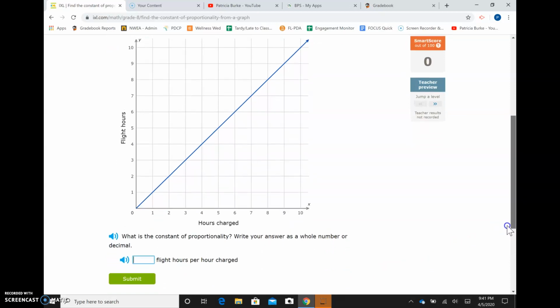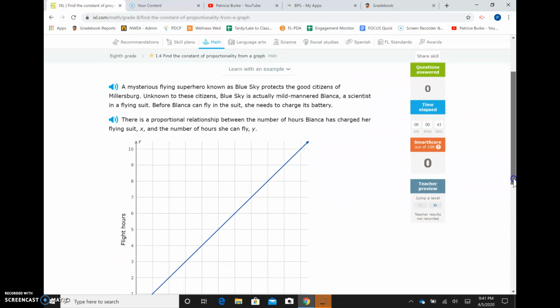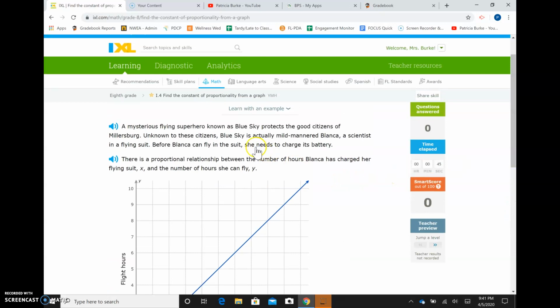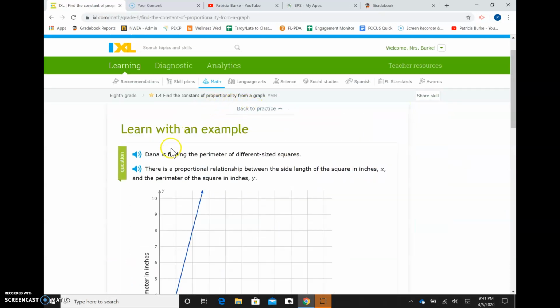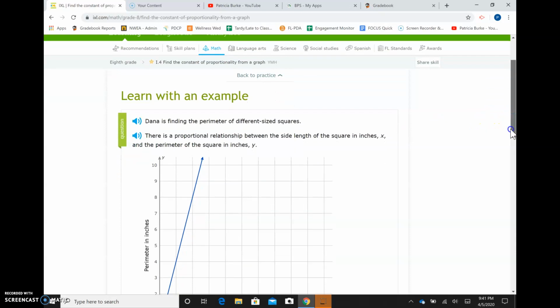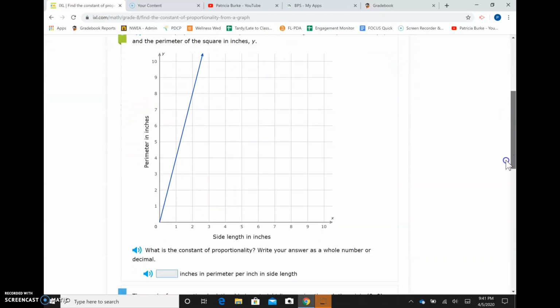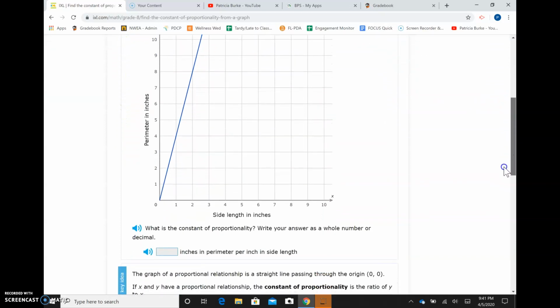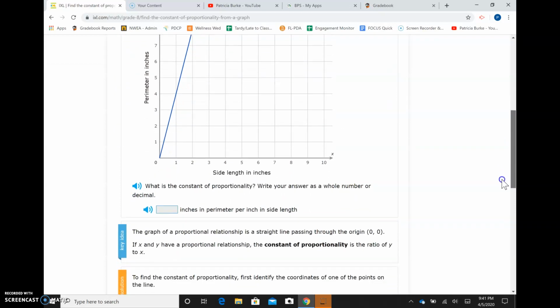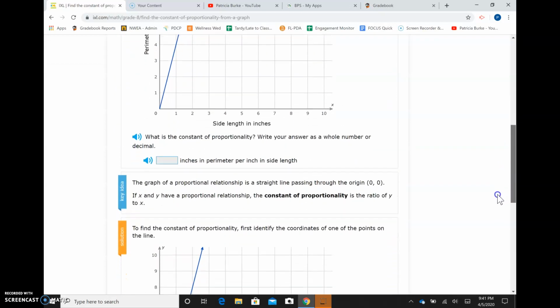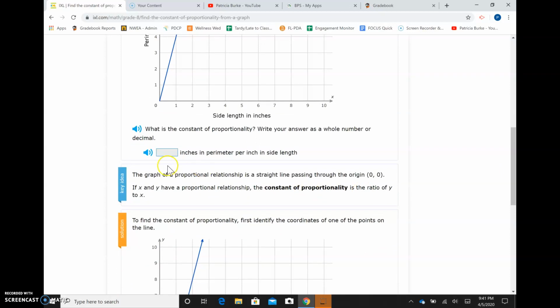But what if you don't remember how to do that, or you want a quick reminder? You can go right up here to learn with an example. And again, it's going to give you a different problem, but with the same setup. It's going to give you background information, and it's going to tell you about your XY axis. And then it's going to continue on and give you the thought process. So here are some key ideas and information.